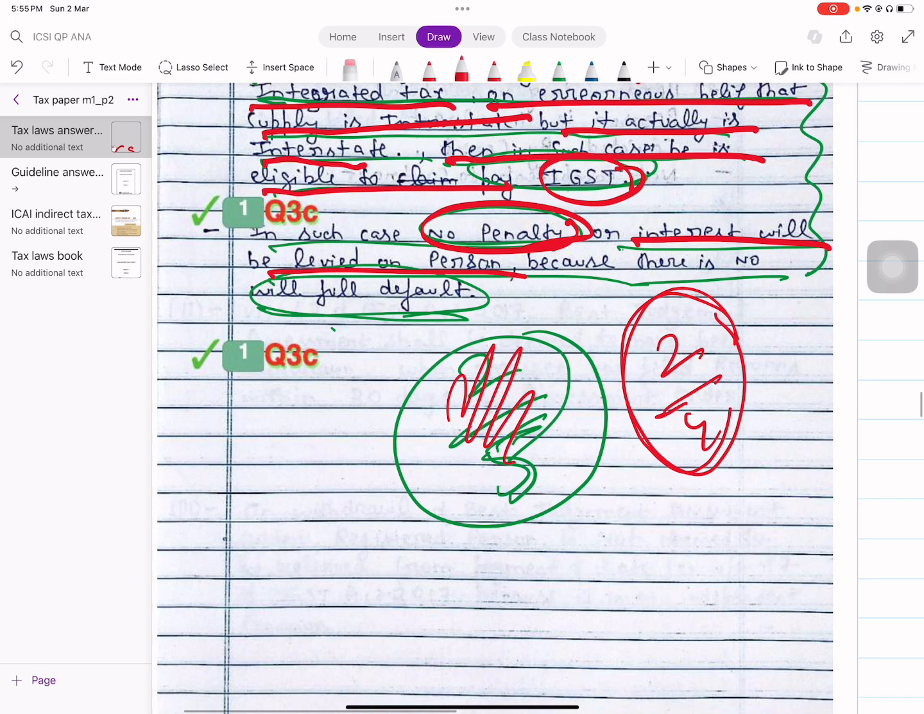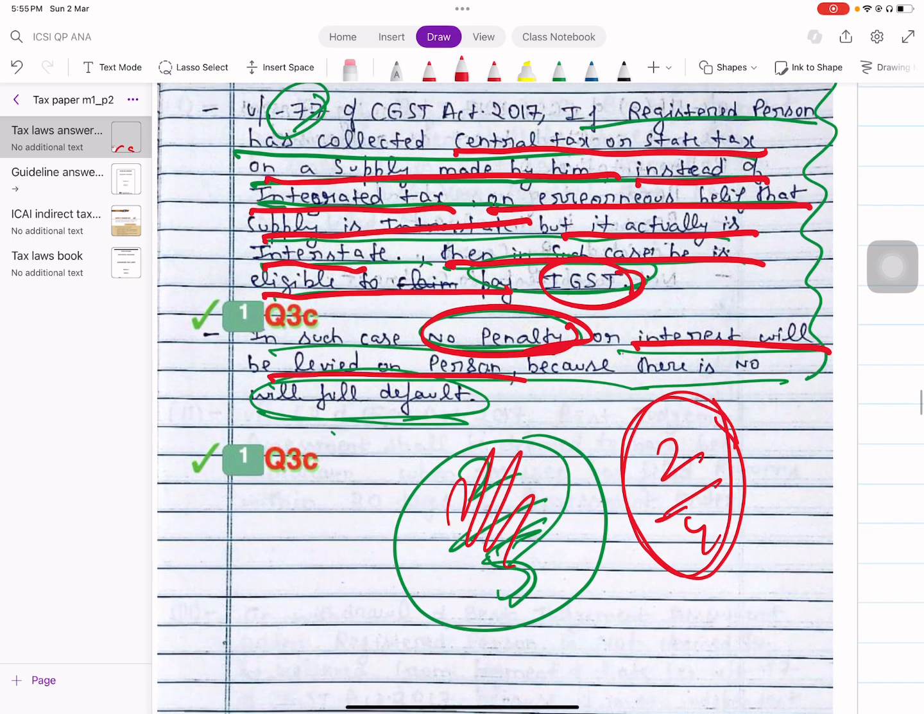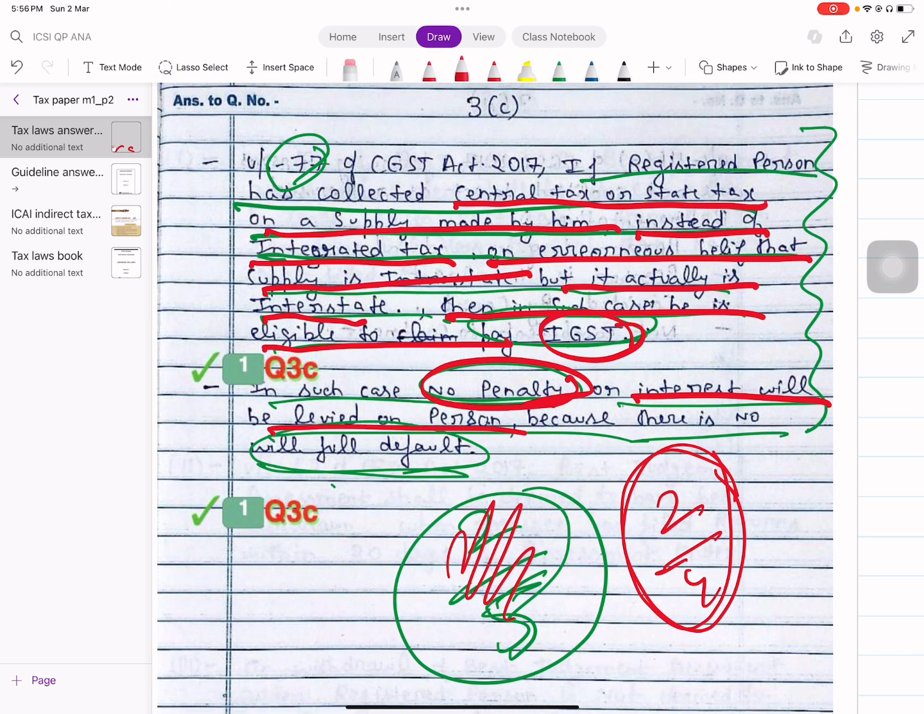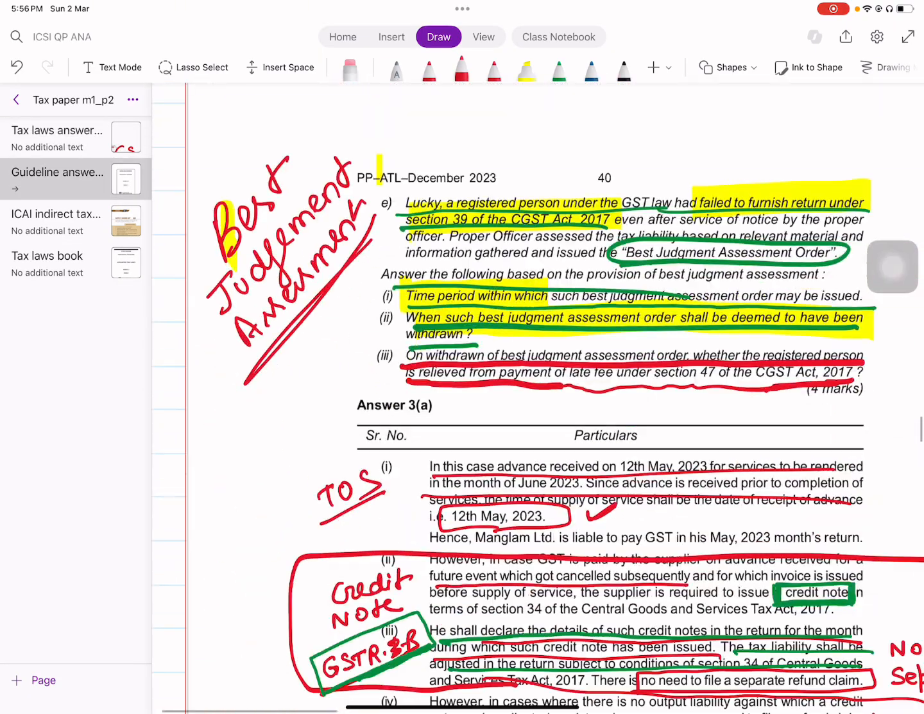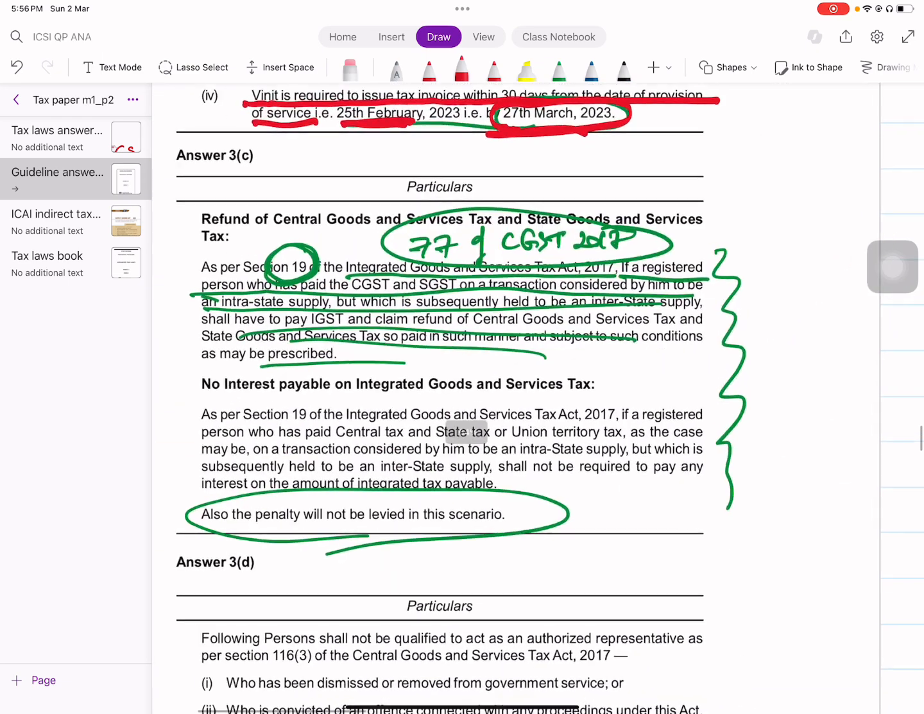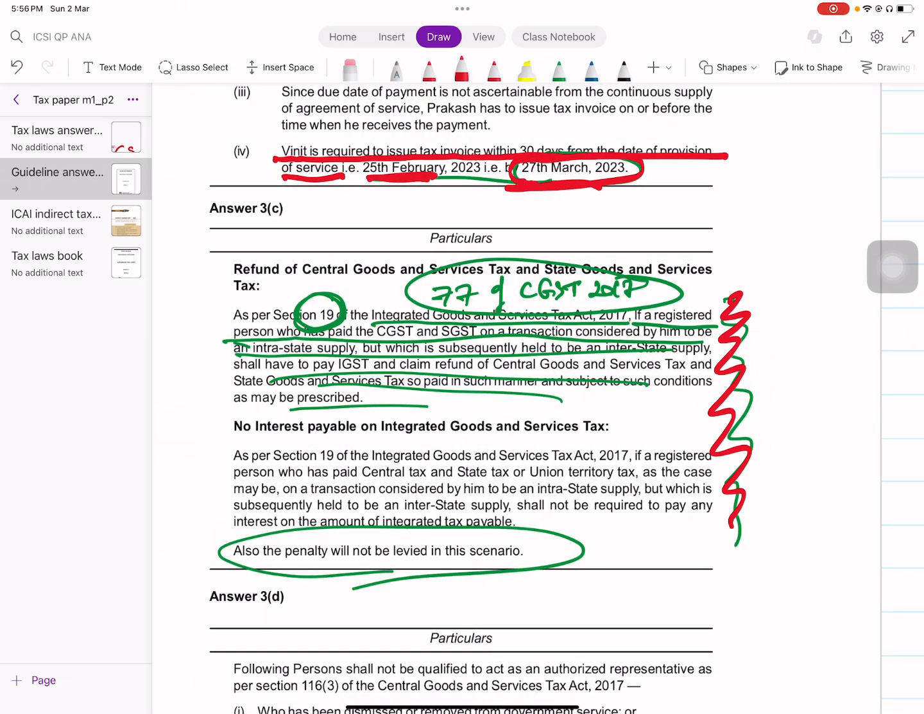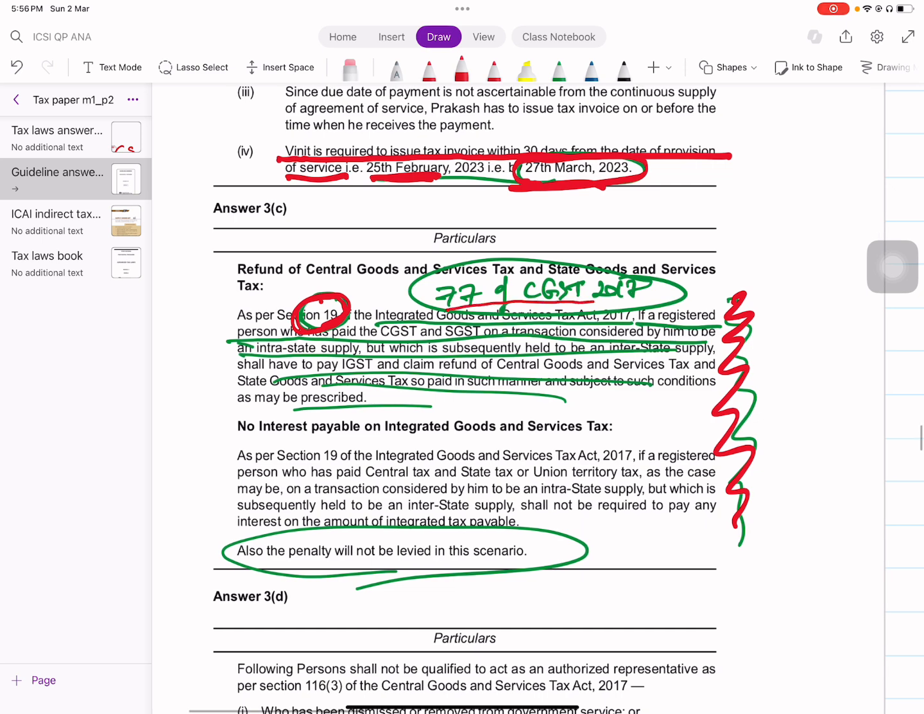I have got 2 out of 4 marks. Now, even though I have written it word to word correctly, I have only got 2 out of 4 marks. If I show you the guideline answer, here it was as it is. Now, if you say the section is different, I mean the content of section 19 of the IGST Act and section 77 of the CGST Act is the same.